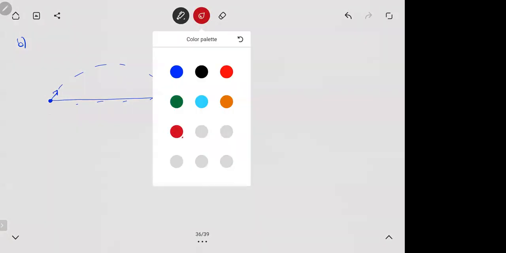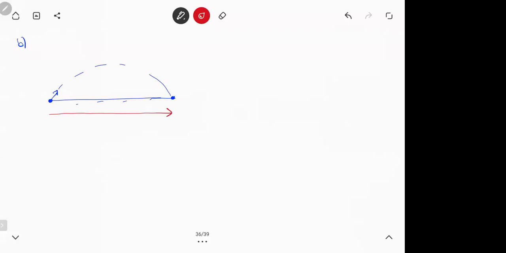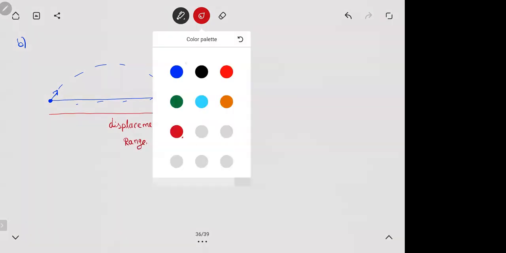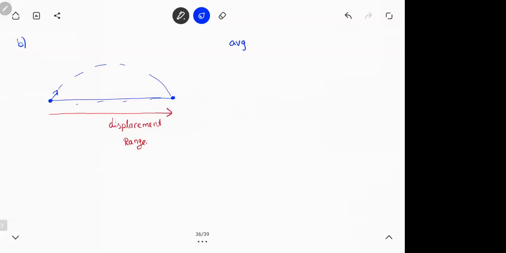Now, if you're throwing from here and you come and land here, this is the initial point and this is the final point. What is the displacement? Displacement is from initial to final, na? This is the displacement, which is nothing but the range. So average velocity is displacement by time. How much time will it take? Time of flight, na? The average velocity is range by total time, and total time will be the time of flight.